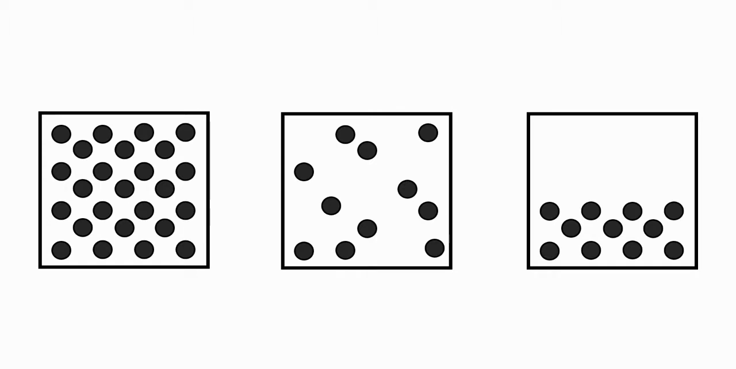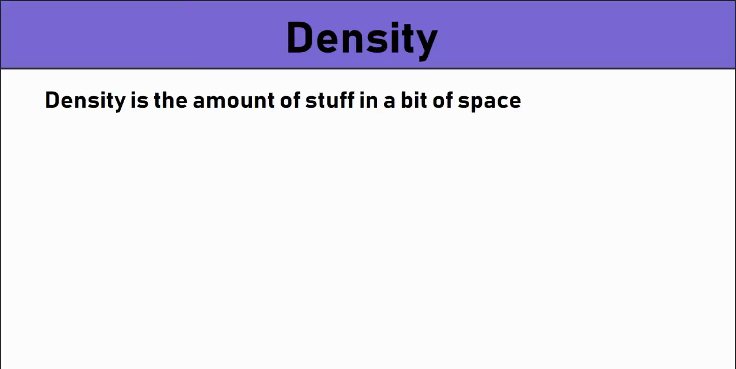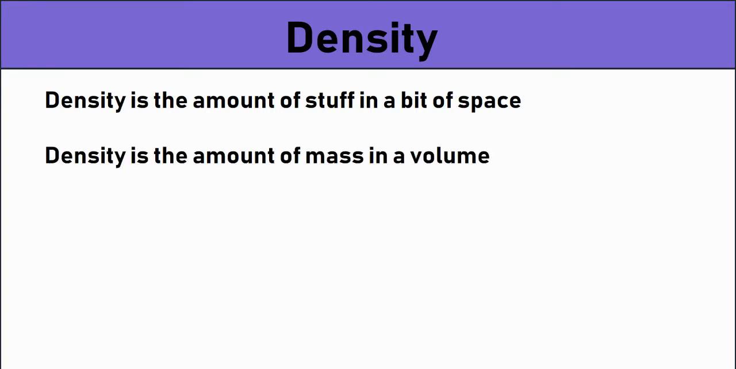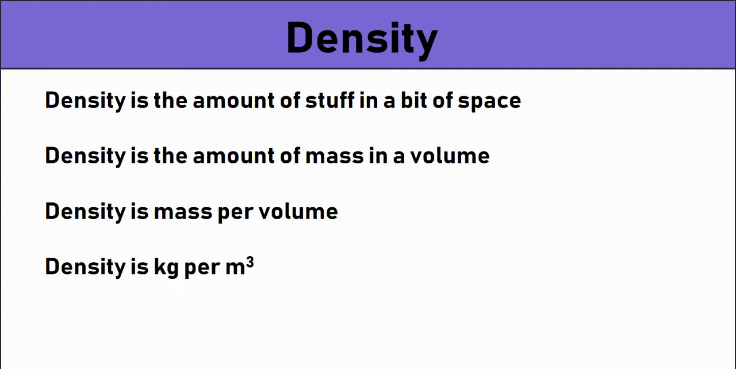So let's see if we can put this into words in a more formal way. So density, as we said, is the amount of stuff in a bit of space. We wouldn't write that on an exam. We could write density is the amount of mass in a volume, because that's what we're saying. Amount of stuff is just the amount of mass, bit of space is a volume. We can do better than that, a bit more formal. Density is mass per volume. Per just means in a volume or for every volume. So these three things mean exactly the same thing. We're just sounding a bit more intelligent, a bit more clever each time.